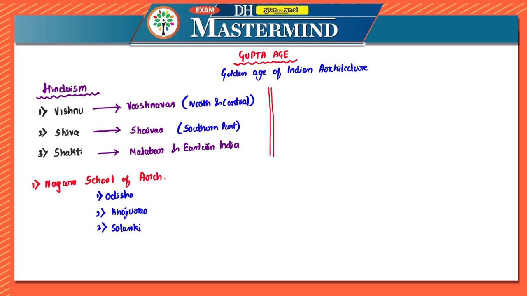So they come under which architecture? They come under Nagara style architecture. Very, very important for us. Now next one, the temple architecture.